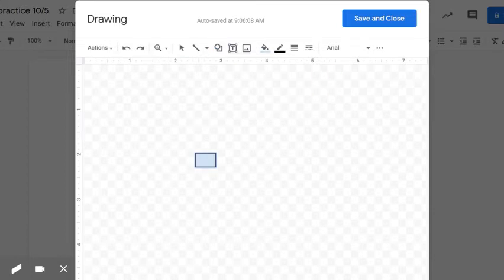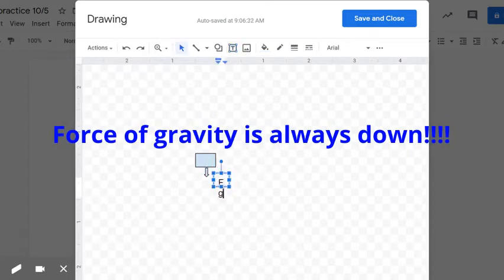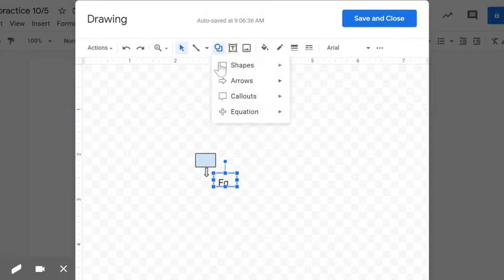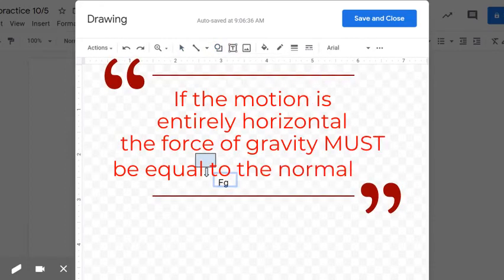So I'm going to go ahead this time with the arrows from there. I have one that's down. And that's always going to be the first one I think of because that's my force of gravity. And if I have one down, I should have one up. It's on a surface, so I have an up arrow. That's going to counteract my force of gravity. And that's my normal.